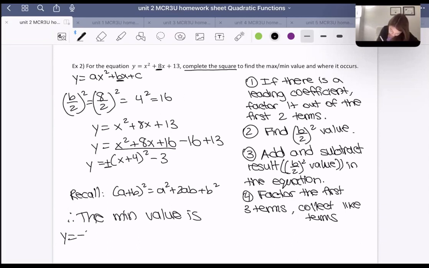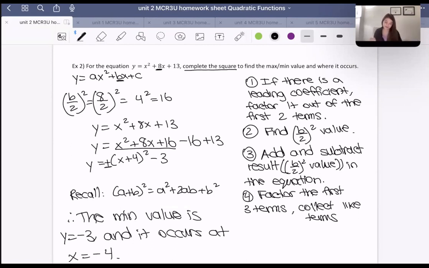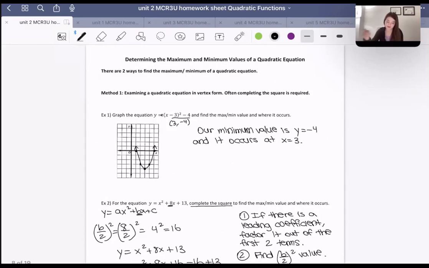So y equals -3, and it occurs at x equals -4, right? And you might wonder, and a common question I get asked a lot from students is, how come it's -4? I see a +4. And that's true, but keep in mind that our original vertex form equation looks like this. It's y equals a times x minus h squared plus k, with the a in front as well, possibly. We possibly have an a value that isn't 1 necessarily.